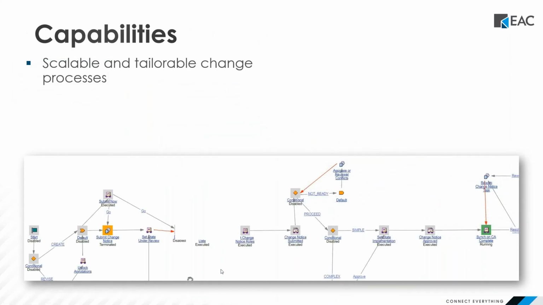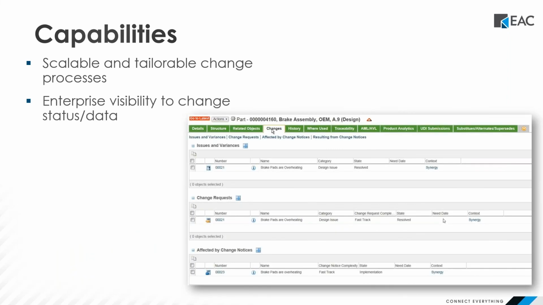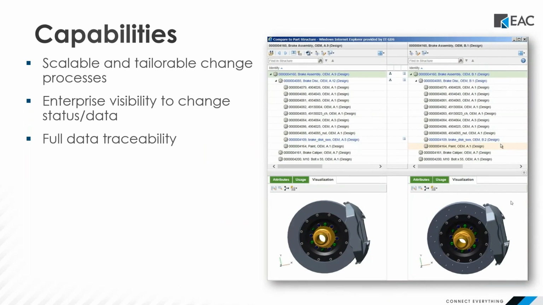All right, so some capabilities of Windchill surrounding change management. It's a scalable and tailorable change process. So similar to a lot of the other things that we were talking about today, if the out-of-the-box workflow needs to be changed, it can easily be changed to fit your company's needs. Windchill PLM also ensures better enterprise visibility to change status and data, making sure all the necessary employees are on the same page. And Windchill also does a great job of providing full data traceability. So it clearly defines and tracks what data items are being changed, how they're being changed, and by who changed them.